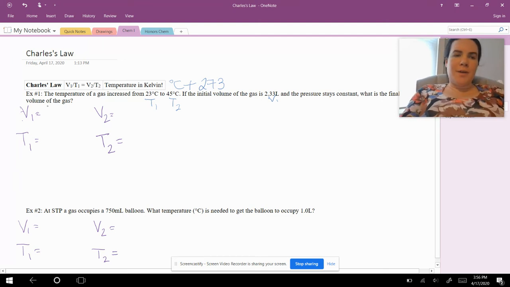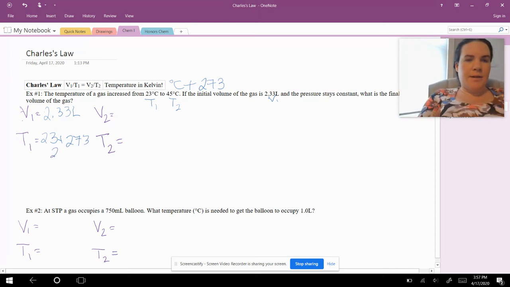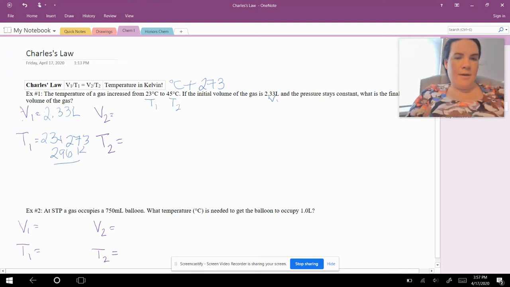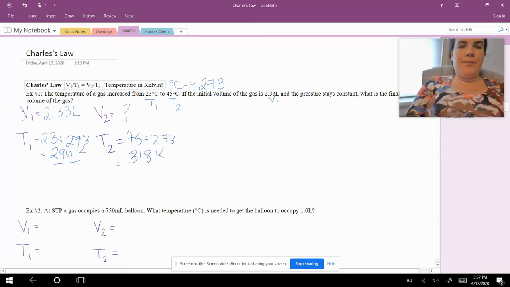So for volume, we'll just plug that in right here. But for the temperatures, we're going to convert them to Kelvin. So for T1, that'll be 23 plus 273, which gives us 296. That's what's going to get plugged in. And then T2, 45 plus 273 is 318 Kelvin. And V2 is the one we don't know.